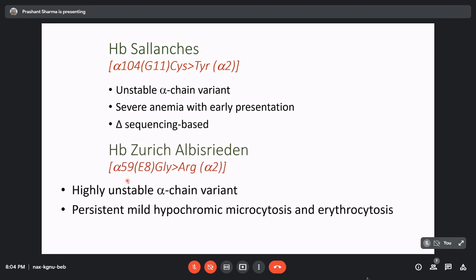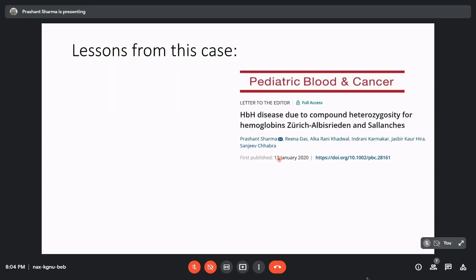Similarly, Zurich Albisrennen is also a highly unstable alpha globin chain variant, and this gives rise to persistent mild microcytic hypochromic anemia and erythrocytosis. So a patient who is going to inherit 2 unstable alpha globin chain variants, they are going to, so often the unstable hemoglobins act in a dominant fashion. So even the 2 alleles which are going to be affected, they'll present with a HbH disease kind of presentation.